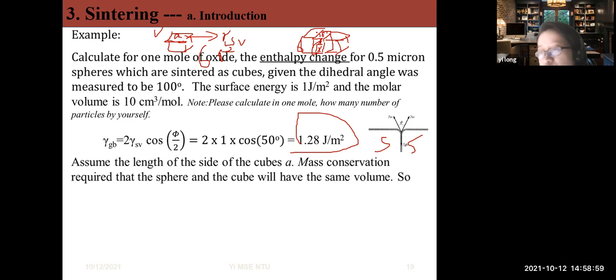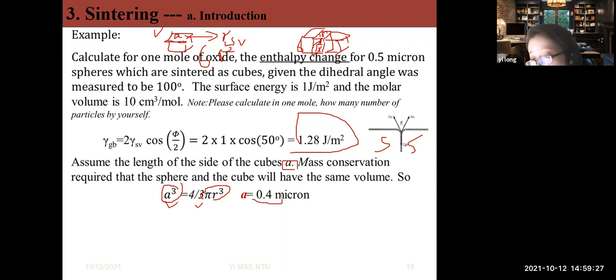Okay, so first of all, we know that we have to calculate the length, right? Length of A, length of the cube. Again, they are supposed to have the same volume. So A cubed equals 4/3 pi r cubed. This one is the volume of the sphere, and this is the volume of the cube. So quickly you can put the r in. R is 0.25. Then in the end you will get 0.4 microns. So that is A.